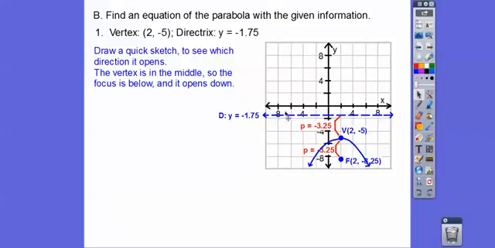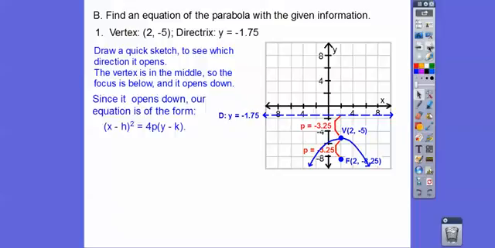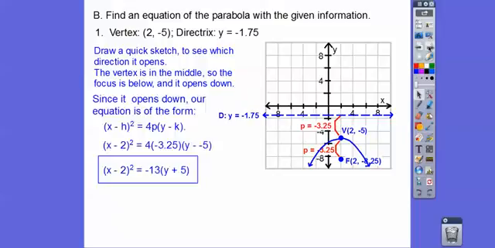So the distance from the vertex to the focus, or the directrix to the vertex, is -3.25, because this is at -1.75. And as long as I did my arithmetic/subtraction correctly, I get -3.25. Okay, so here's HK. It's opening down, so x is being squared, so it's x minus h squared equals 4p times y minus k, and then plugging all that stuff in, and we get that.